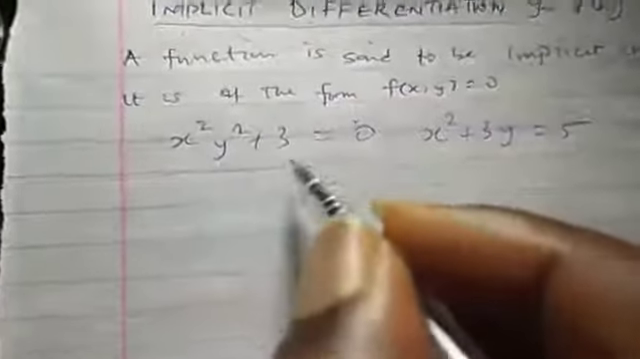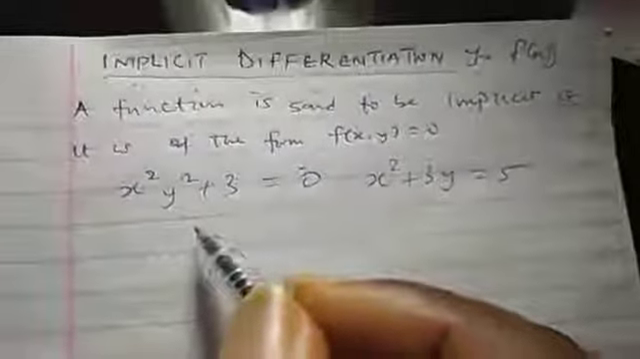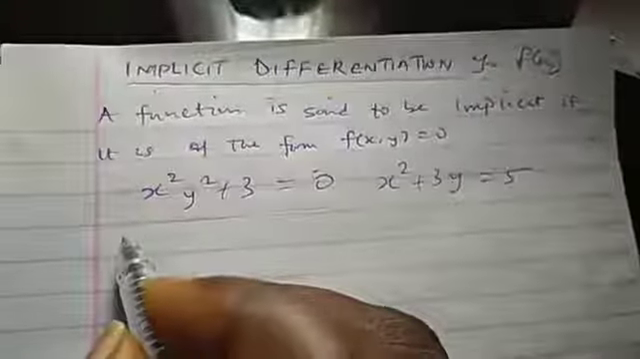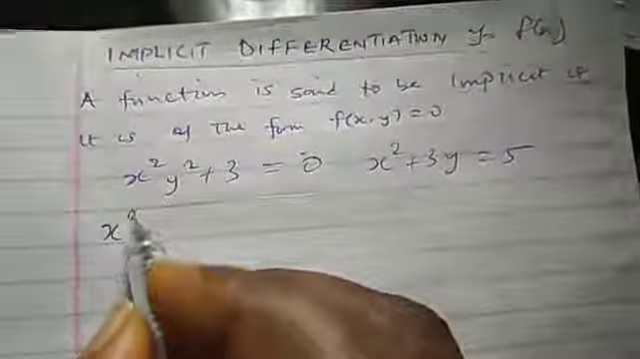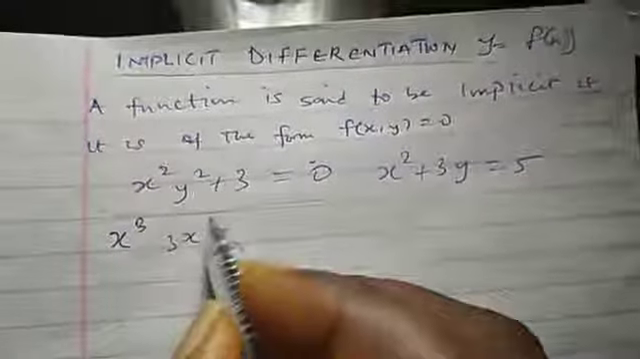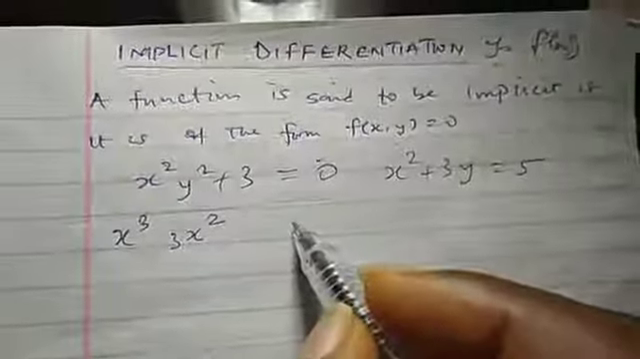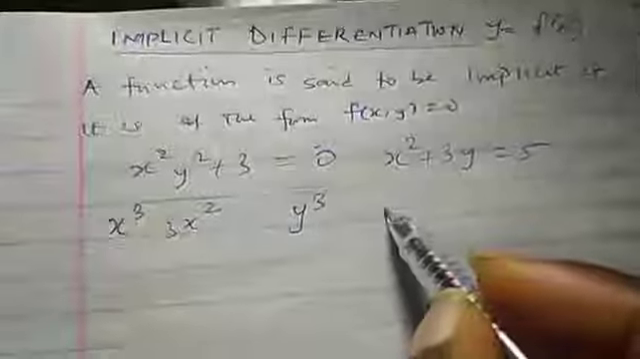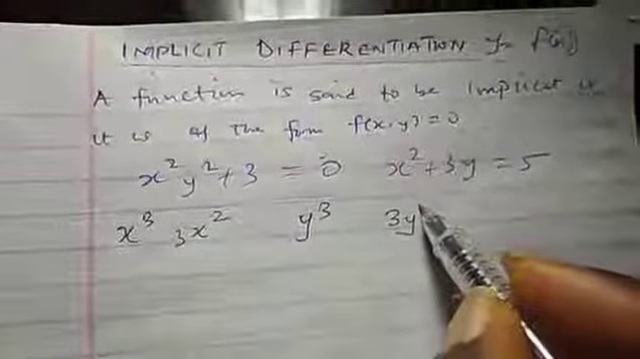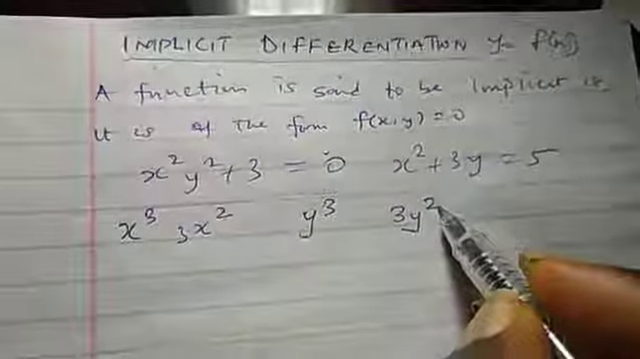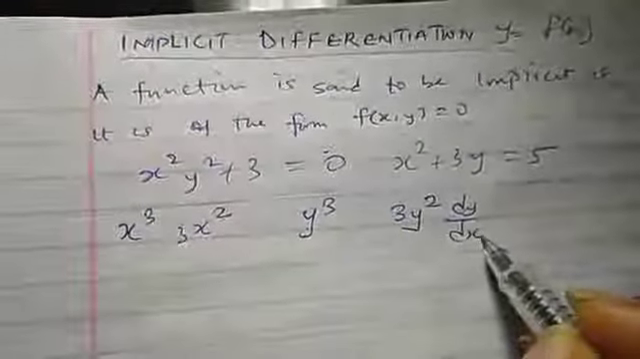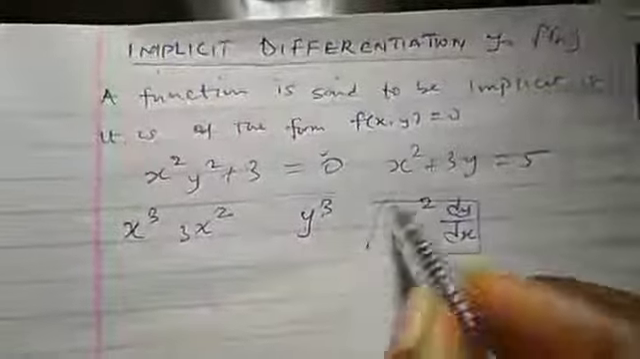Now, how do we differentiate an implicit function? Implicit differentiation is just like the normal differentiation that we have been dealing with. It's just that under normal differentiation, when we differentiate x cubed, your answer is 3x squared. But under implicit differentiation, when you are differentiating y cubed, you also say that it is 3y squared. But since you are differentiating with respect to x, you put the dy/dx there. That is how to differentiate implicit functions.